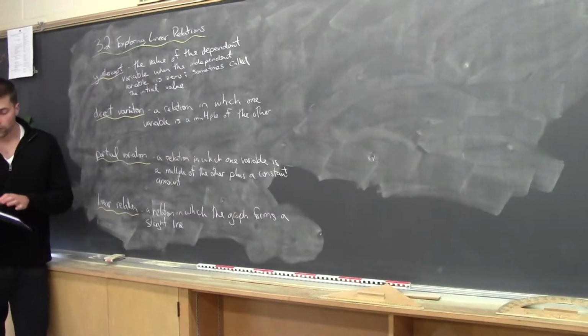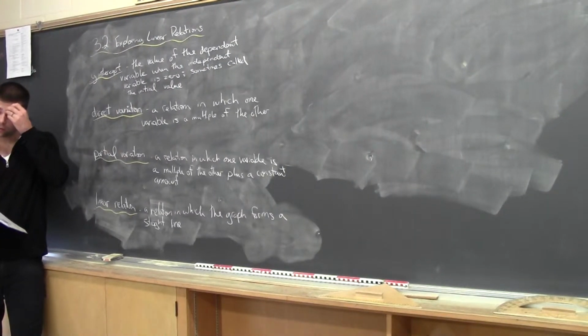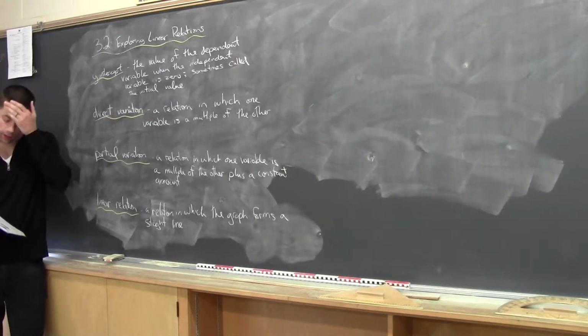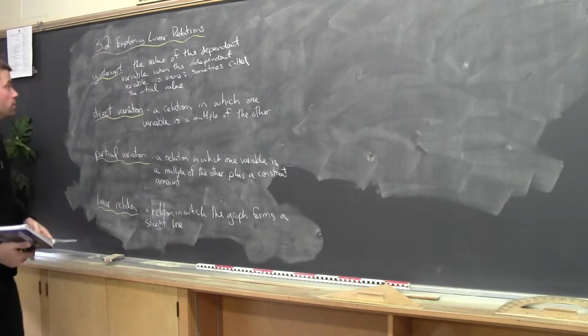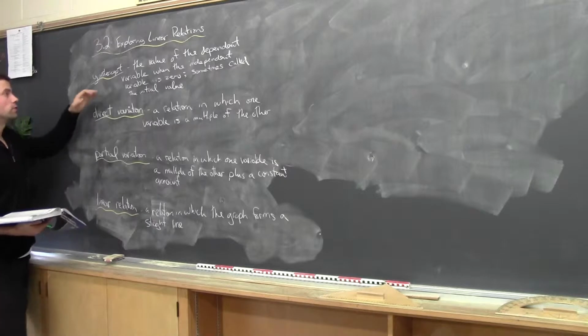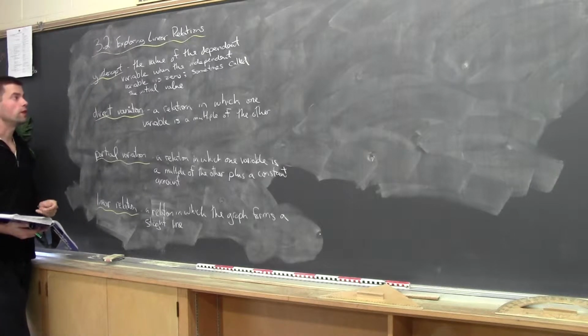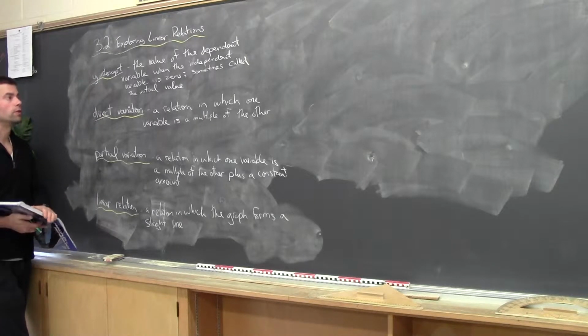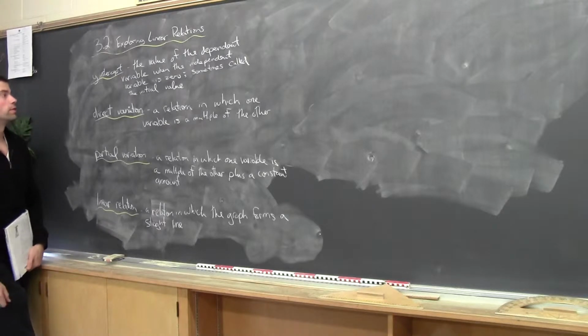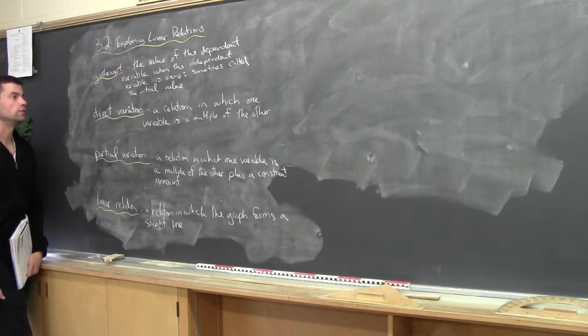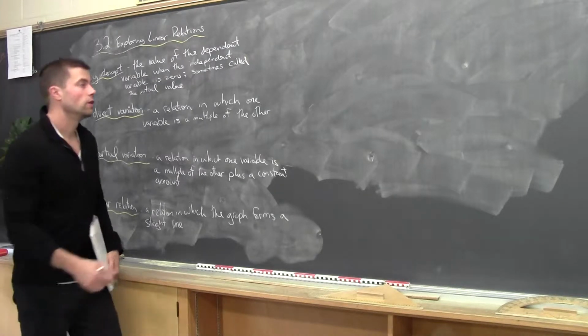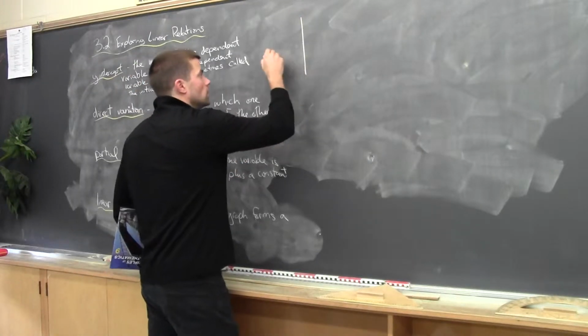Okay, it's 3.2, exploring linear relations. Very short lesson. A couple definitions we need to understand though. First of all, the y-intercept. It's the value of the dependent variable when the independent variable is 0, sometimes called the initial value. Okay, what does this mean?